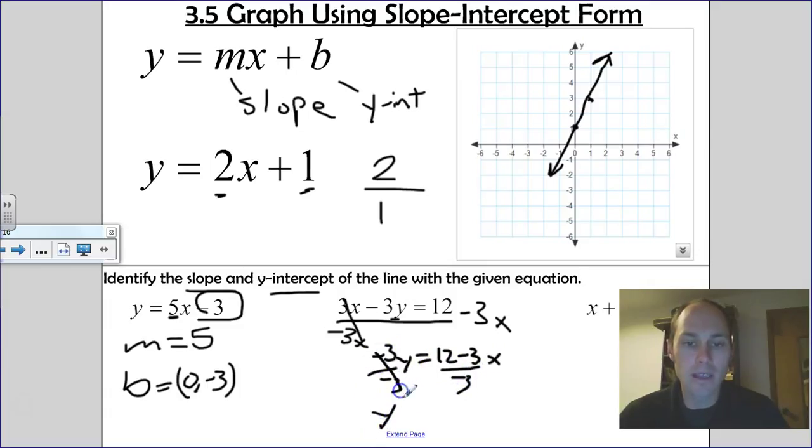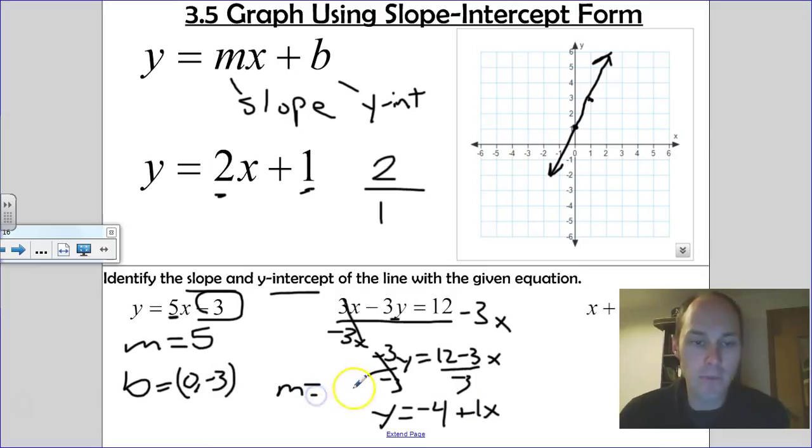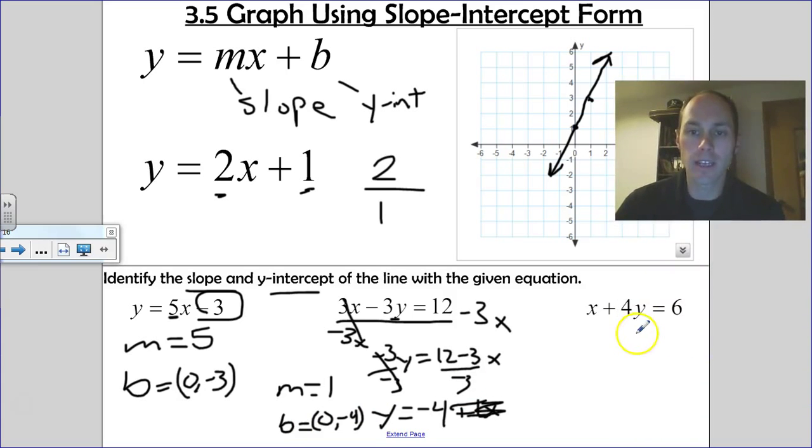And I get y equal to 12 divided by -3 is -4. -3 divided by -3 is a positive 1x. So now my slope, once it's in slope-intercept form, is the coefficient of x, so 1. For my y-intercept, I put 0 in for x, y equals -4. So 0 for x, y is -4. And we'll see how we can use that to talk about our graph in the next slide.